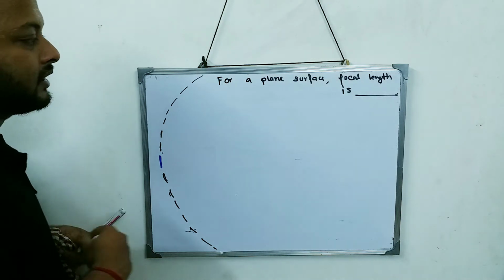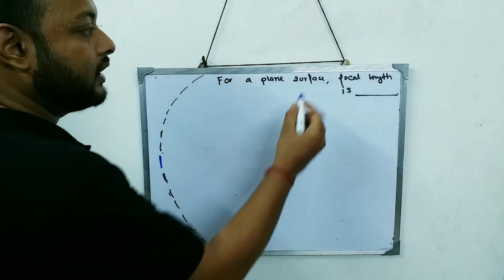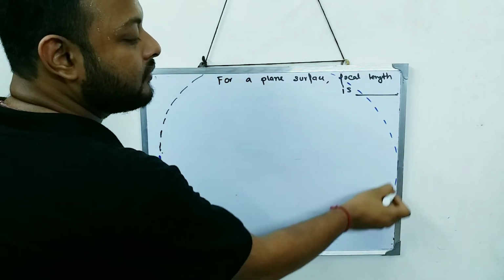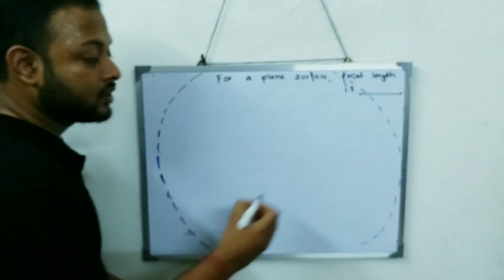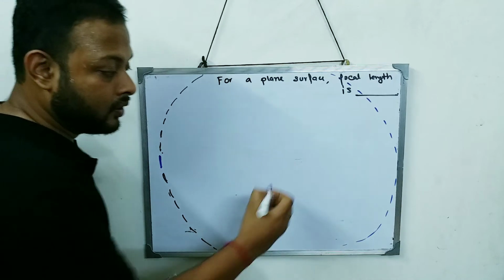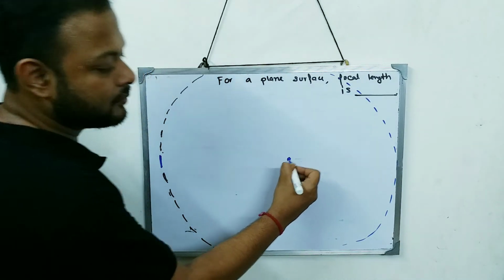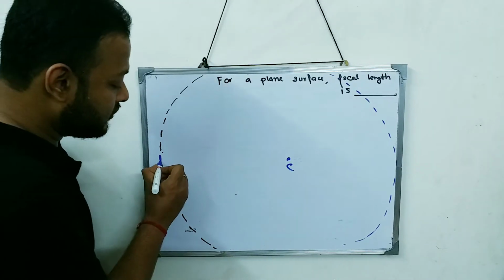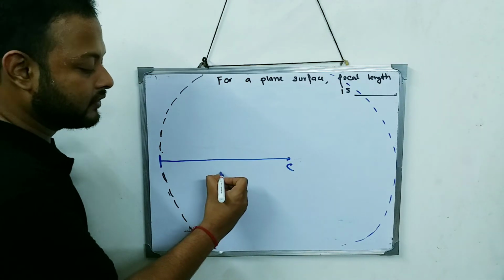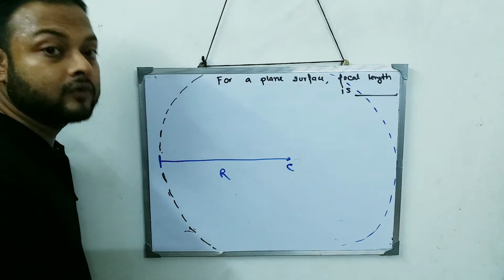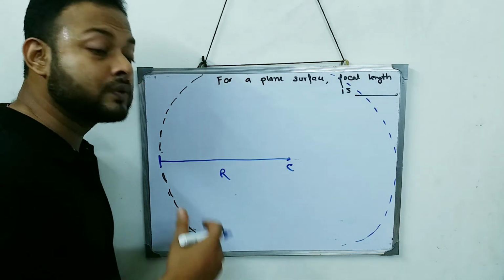And this is the entire sphere. So the entire sphere is very, very big. As the entire sphere is very big, the radius of curvature, with the center of curvature suppose over here, is also very big. This radius of curvature R is also very big. How big? Very big.